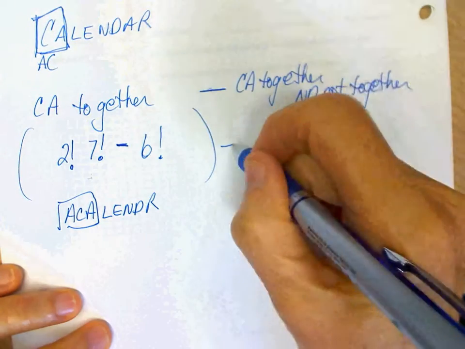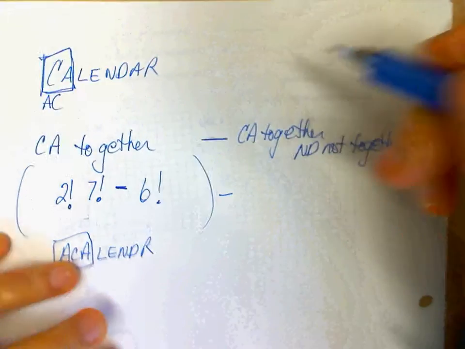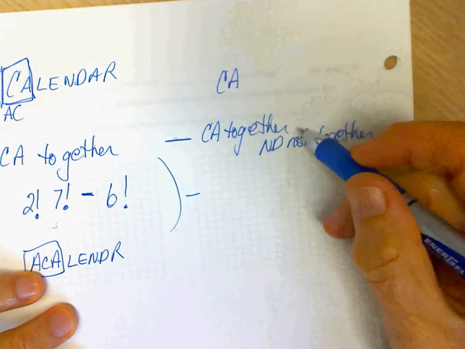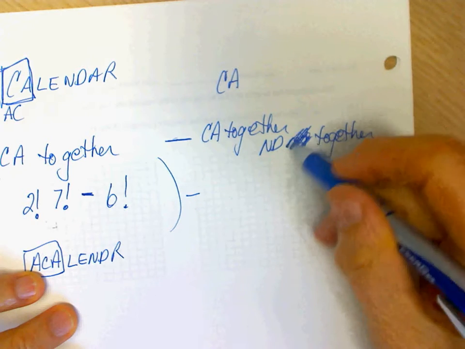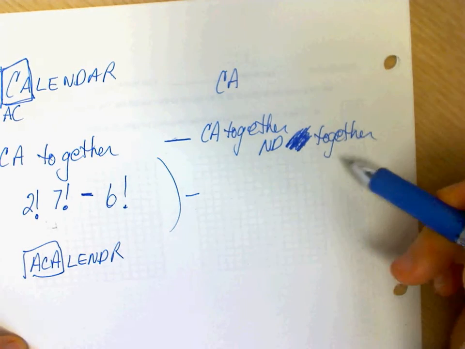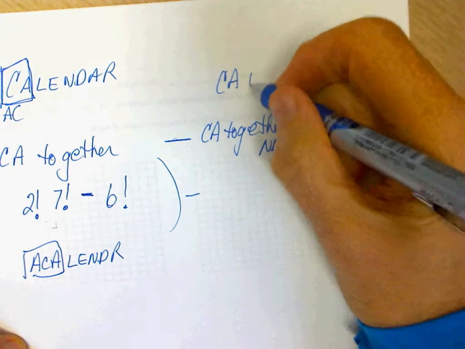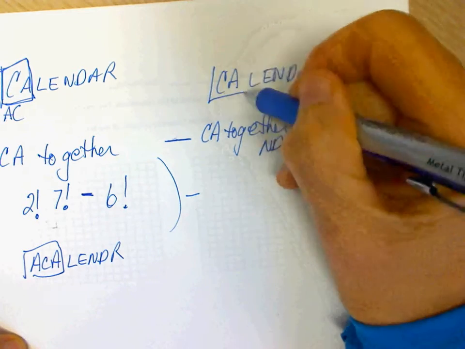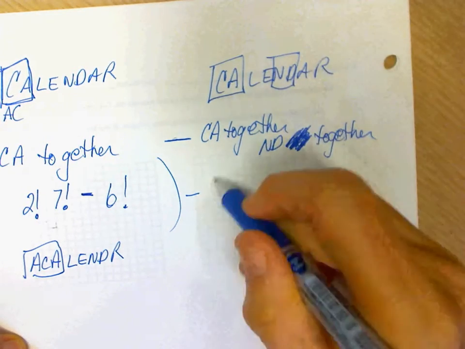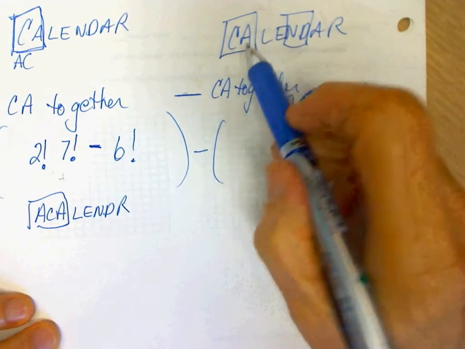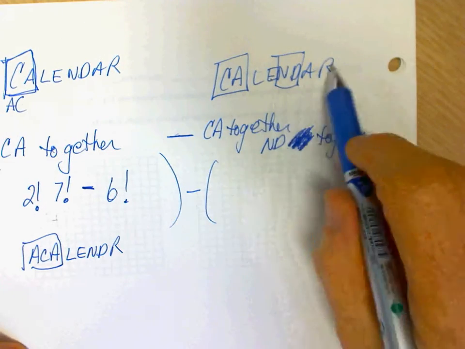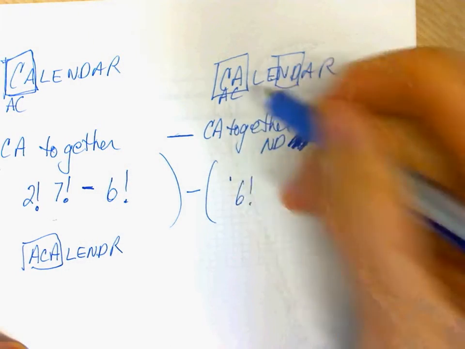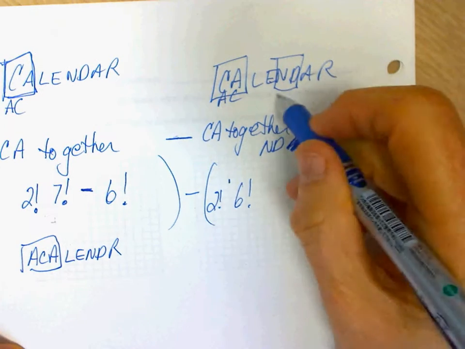Now we're going to subtract CA together and ND together. Yeah, that should be together. So we end up with it being not together. So calendar. We're going to subtract CA together, ND together. Okay, so we're arranging 1, 2, 3, 4, 5, 6 things. 2 factorial ways to arrange CA. 2 factorial ways to arrange ND.